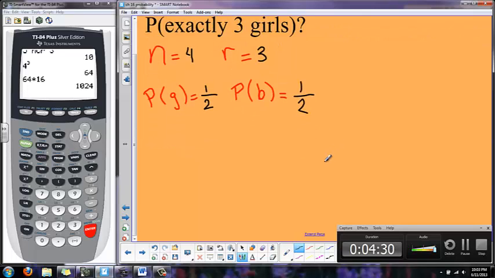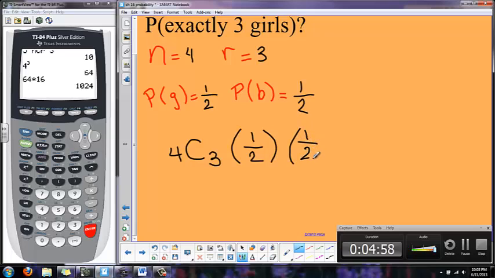Now let's use those values to set up our equation. First part is the combination. 4 choose 3. That says that you want to know all possible combinations of ways that this could occur. So girl, girl, girl, boy, girl, girl, boy, girl, and so on. Now you do the probability of your success and the probability of your failure.